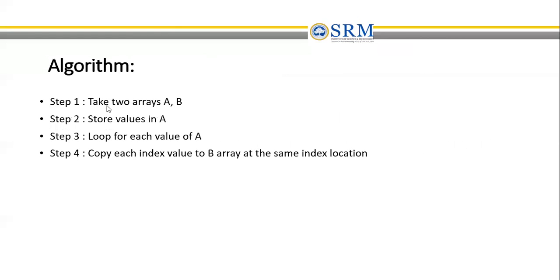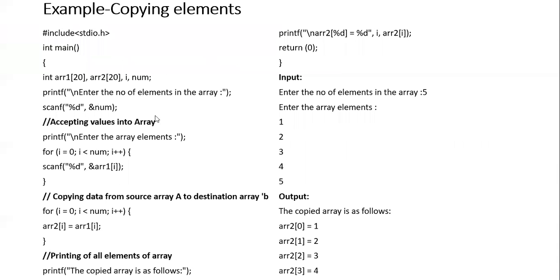So here the algorithm is: take two arrays, store the values in A, then using a loop take all the values from A and copy them into B. Okay, so we'll see the program now. So here, int main, these header files you can give.